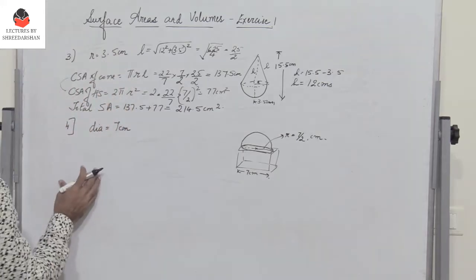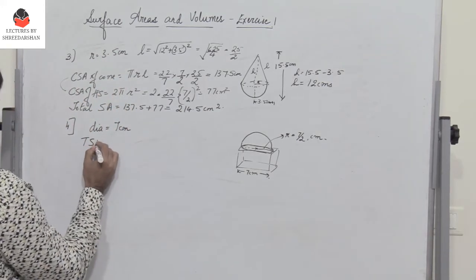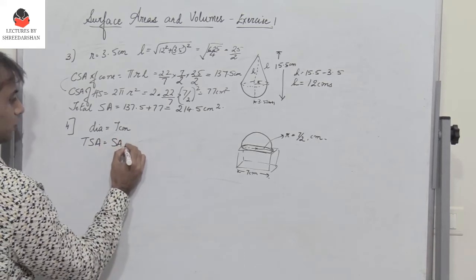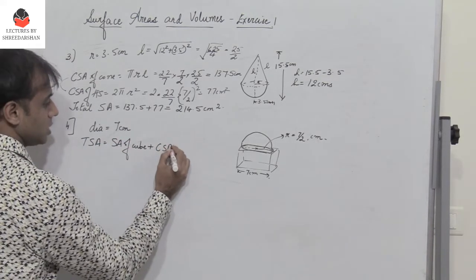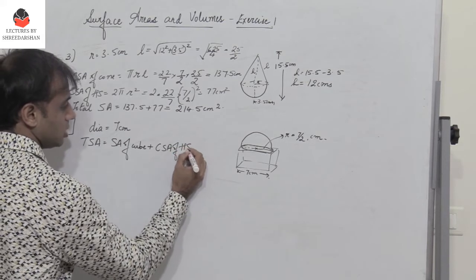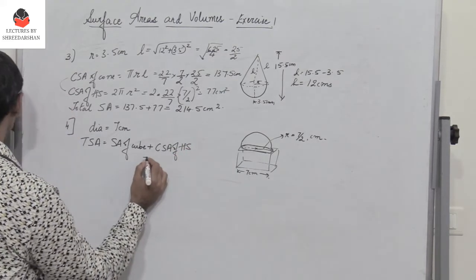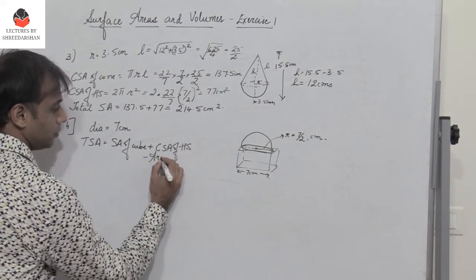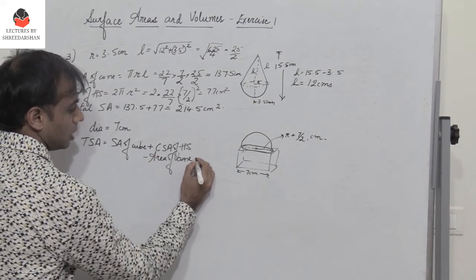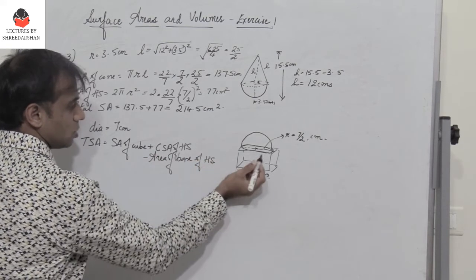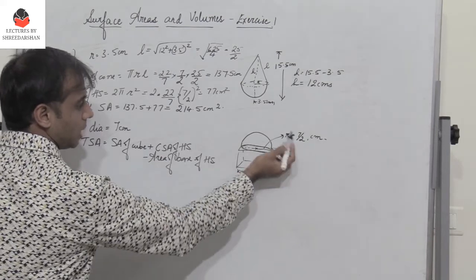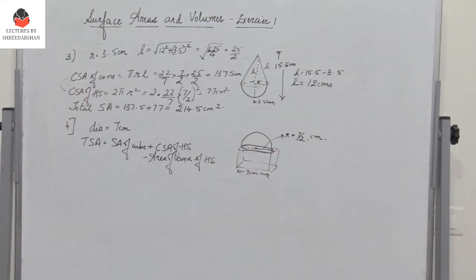So this cubical block, the total surface area is given by the surface area of cube plus curved surface area of hemisphere. So I'll write CSA for hemisphere minus the area of base of hemisphere. So this is actually a circle of area pi r square, where r happens to be 7 by 2.